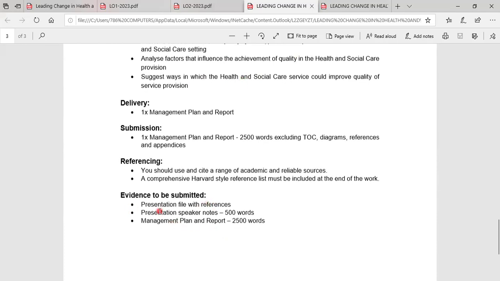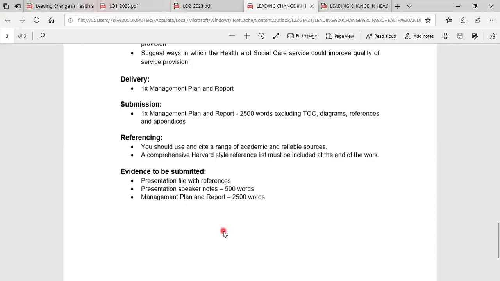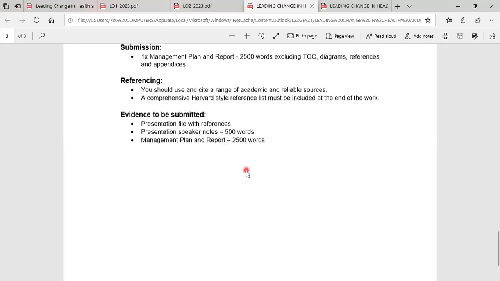So you will be giving a presentation file with references. Speaker notes will be worth 500 words, and your management plan and report will be 2,500 words long. You should be able to use sources. Harvard referencing style should be used within the text and at the end also. Is this clear? Is this document clear?